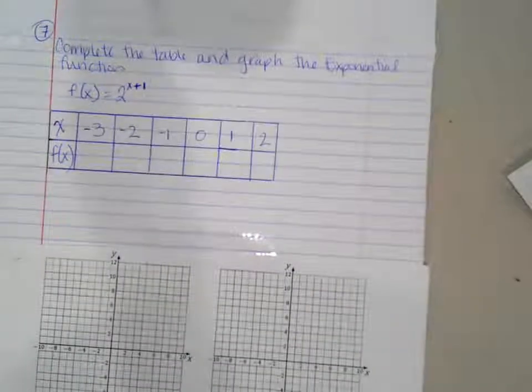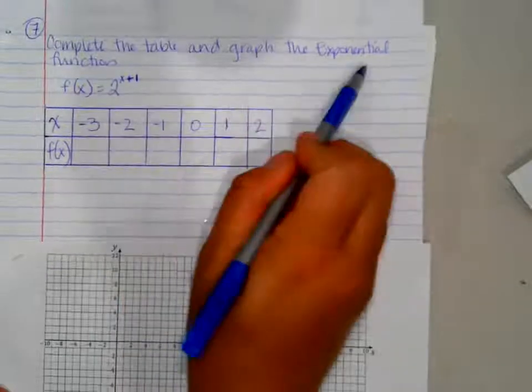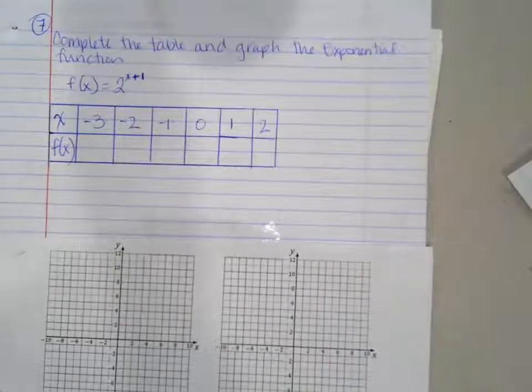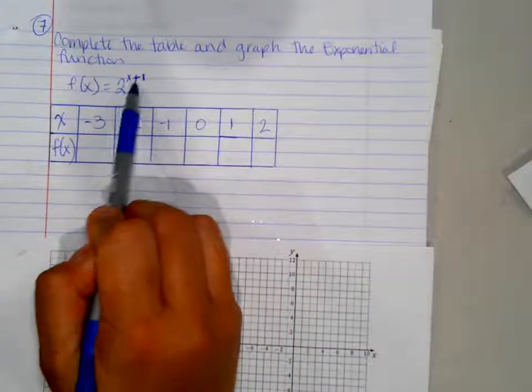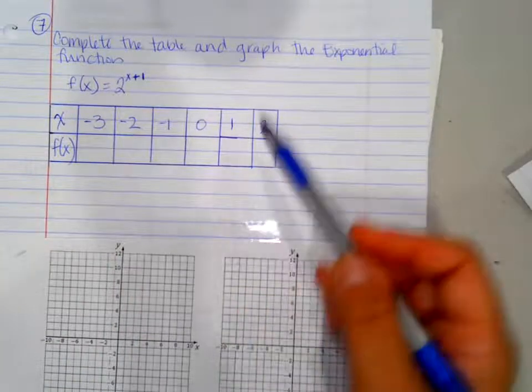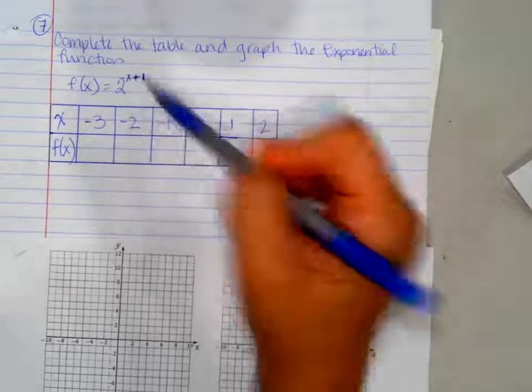Last one. The exponential graph. Last one for the night, unless you guys have questions. Complete the table and graph the exponential function. f(x) equals 2 to the x plus 1 power. They're giving you your table of x's, so all you're doing is plugging these in.